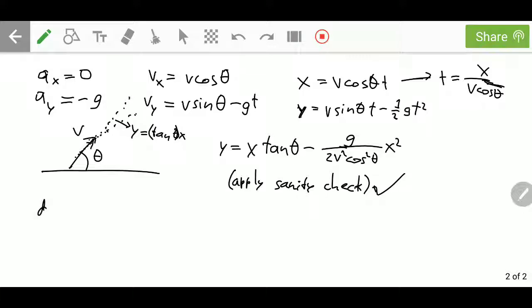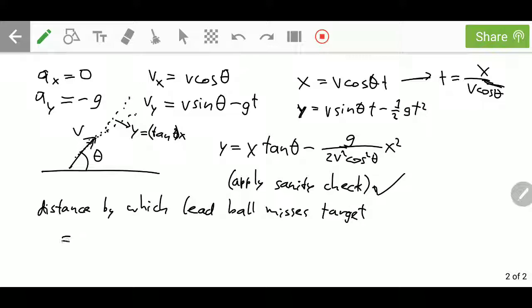And so the distance by which lead ball misses target equals g over 2v squared cosine squared theta times x squared, and we know that x is d cosine theta, so cosine squared theta will cancel, and we'll get g over 2v squared times d squared. So gd squared over 2v squared.